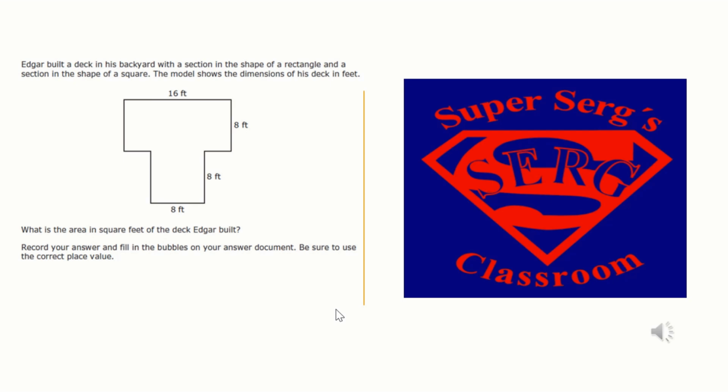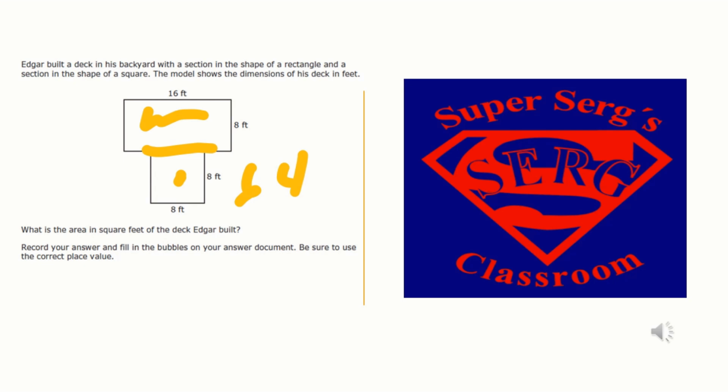But we have 2 dimensions. So this is how I make it easy, right? We have to know the inside of both. So let's do 8 times 8 first. So 8 times 8 is what? 64. So the area for the square is 64. That's not our answer yet because we still need the area of the rectangle.